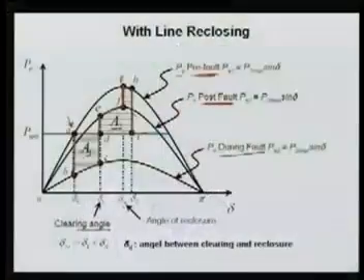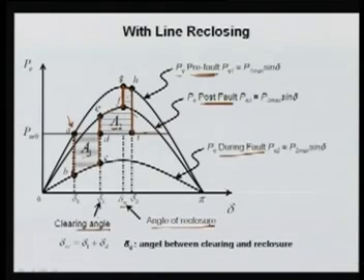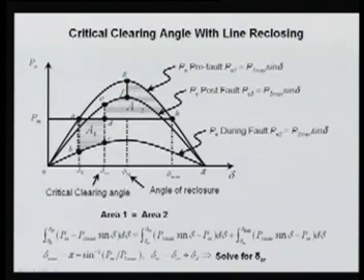So this delta RC is called the angle of reclosure, and we want to know this delta D, which is the angle between clearing and reclosure. This angle we can determine, and we can know that it is cleared at this point, and then we can see what should be the critical clearing time in this case. We can again similarly determine it. Now we want to get what should be the critical clearing time here, delta CR.